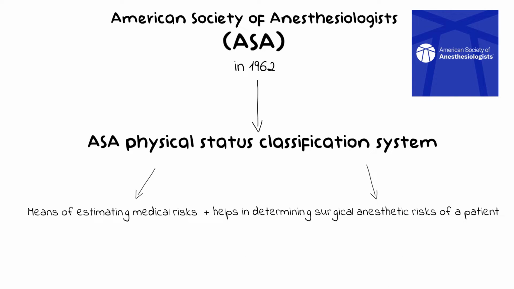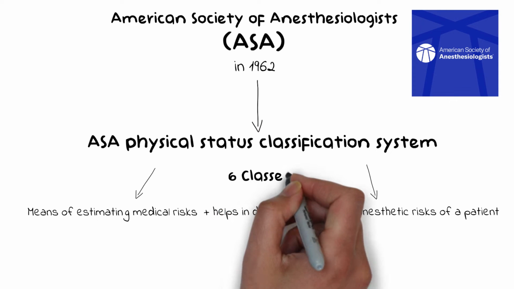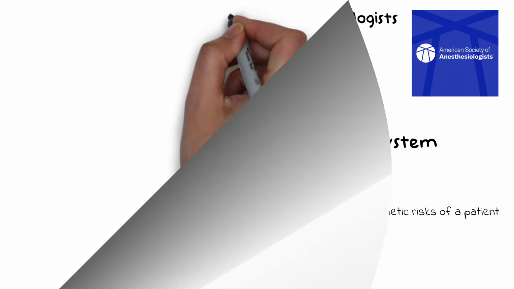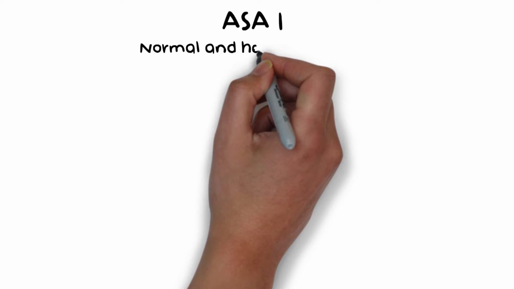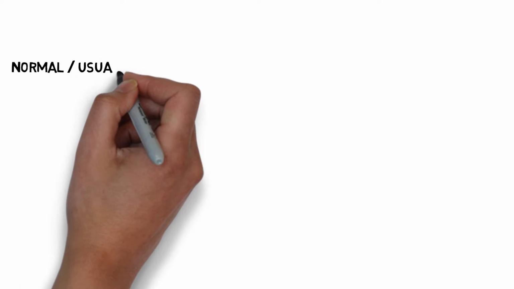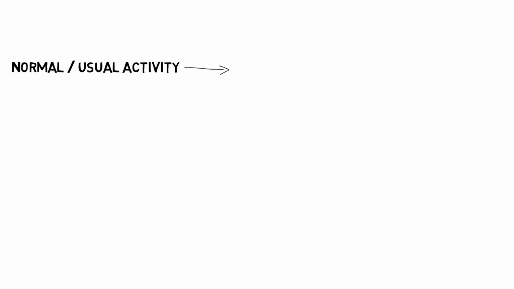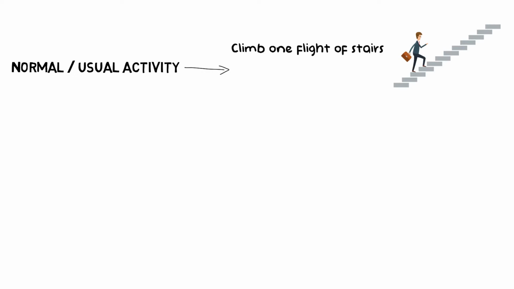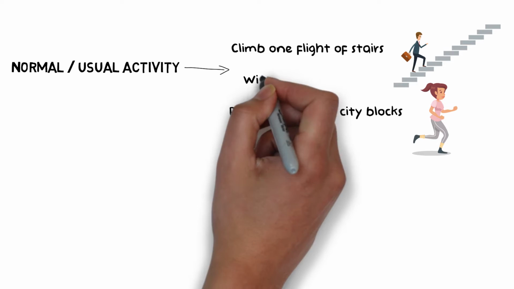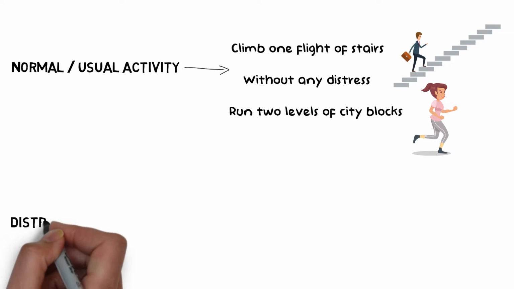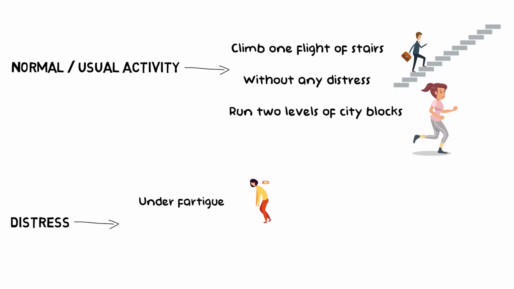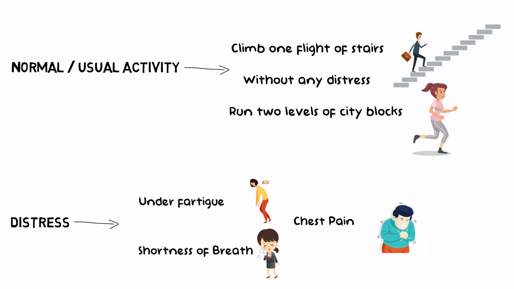There are 6 ASA classes in which we will classify different categories of patients. A patient in the ASA 1 category is defined as normal and healthy. In these classifications, normal or usual activity is defined as the ability to climb one flight of stairs or to walk 2 levels of city blocks without facing any distress. And distress itself is defined as unusual fatigue, shortness of breath, or chest pain.